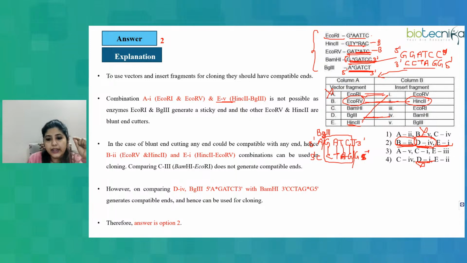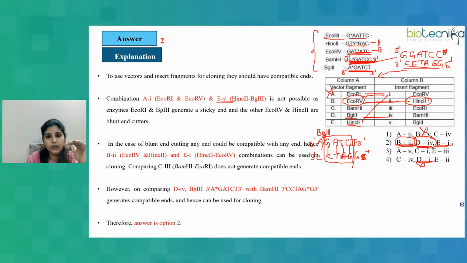So I am checking here complementarity between BglII and BamHI. BglII and BamHI, that is my D4 combination. What I have done is I have written both strand sequences of BamHI. GGATCC is already given, so I have written the complementary strand sequence, the 3' to 5' sequence.